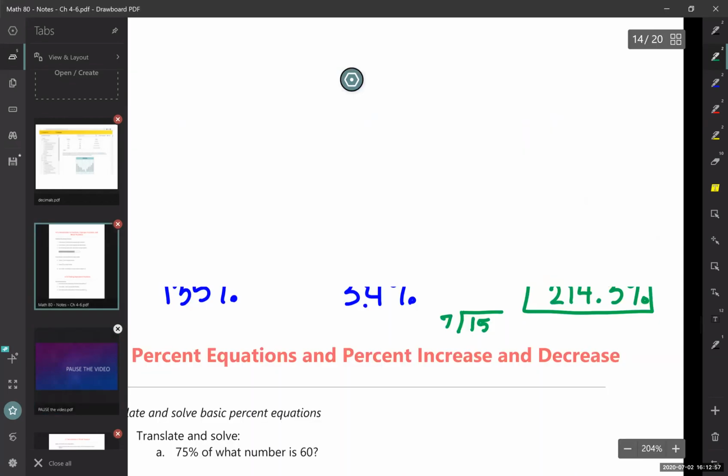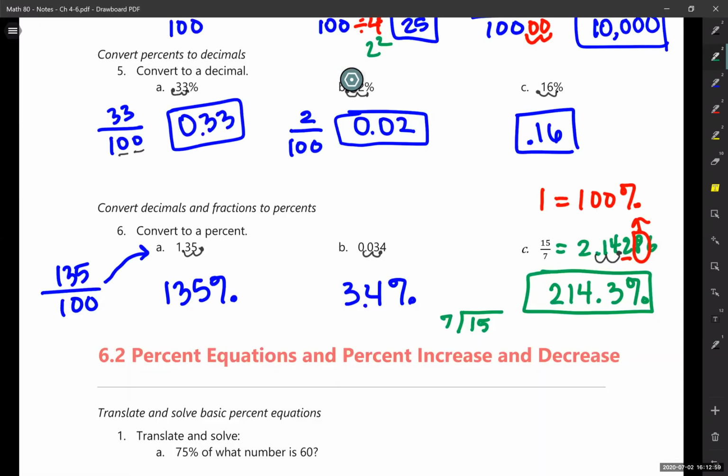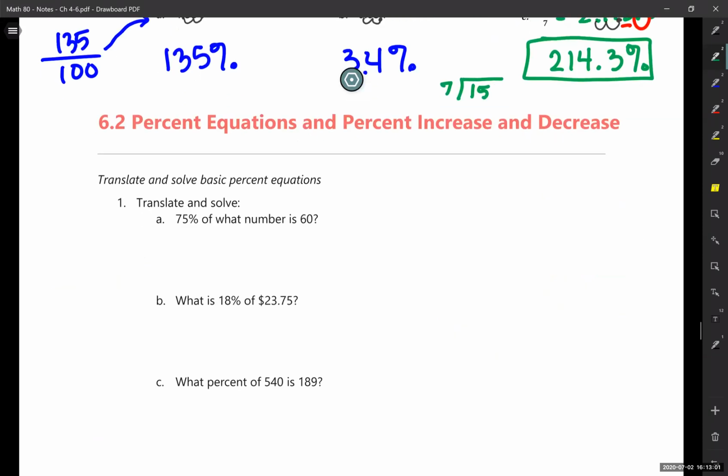And we are back with 6.2, percent equations, and then also percent increase and decrease. So the percent section is really quick. We just did it in that video really quick. But the rest of this chapter is about word problems involving percent and equations involving percent. So that's what's going to take a little longer.